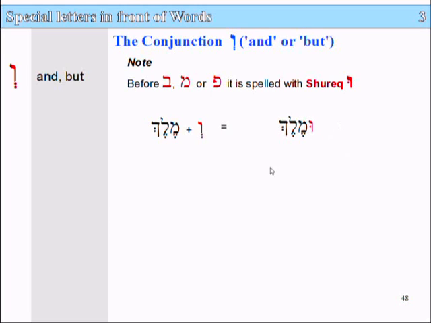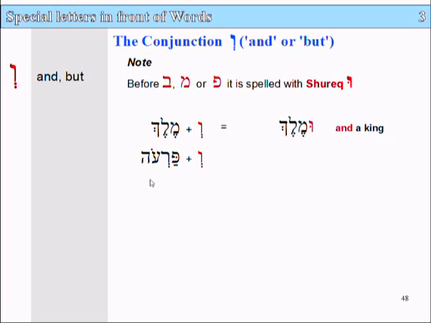But whether it's pronounced with a v or an oo sound, it still means and when it's in front of the word. So Malik with a vav in front of it changes to u-Malik, just simply because that's a mem, it's an oo sound, not a v sound. Let's have a look at another example. Malik changes to u-Malik, and a king.